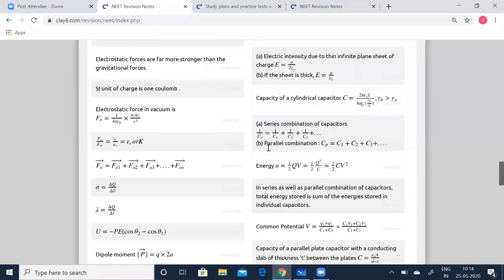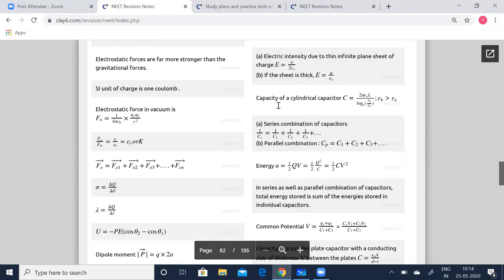Electric intensity due to a thin infinite plane sheet of charge, E, is equal to sigma by 2 epsilon 0. If the sheet is thick, then you can take it as sigma by epsilon 0, E is equal to sigma by epsilon 0. Note the difference. This is due to the thin infinite plane sheet, and this is for the thick sheet.